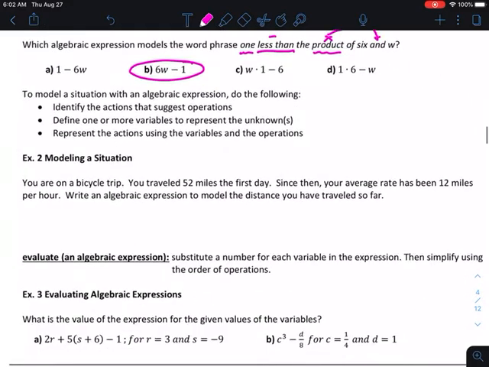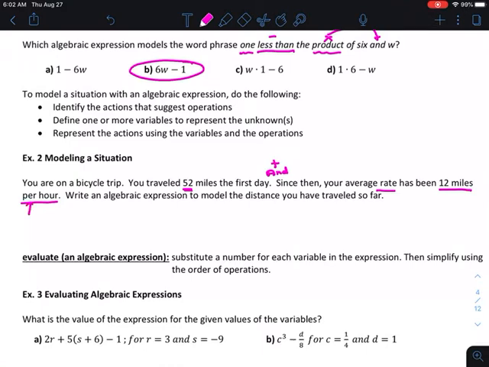It says you are on a bicycle trip. You traveled 52 miles the first day. Since then, your average rate has been 12 miles per hour. Write an algebraic expression to model the distance you have traveled so far. So we already know that you have traveled 52 miles. And you are going to travel at an average rate, which is 12 miles per hour.